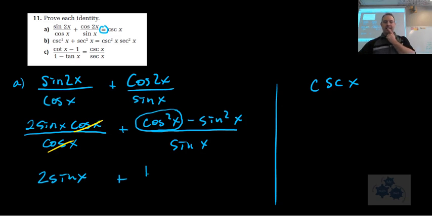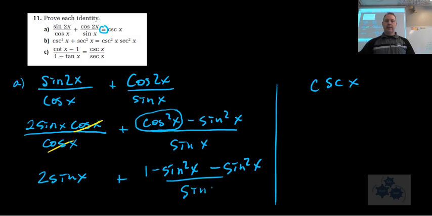Let's see what that looks like. 1 minus sine squared x minus sine squared x. Okay, well, I like it. Why do I like it? Because I have sine x here, sine x. Look, this is now in terms of just one trig function.